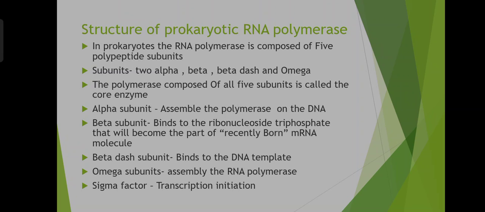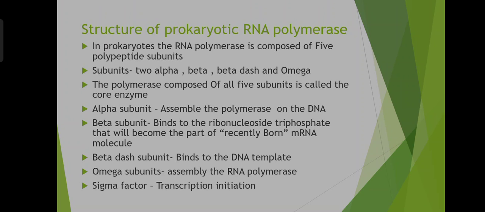In E. coli, the polymerase is composed of 5 polypeptide subunits, 2 of which are identical, and they are 2 alpha, beta, beta dash, and omega. This polymerase composed of 5 subunits is together called the core enzyme, and each of the subunits has a unique role.